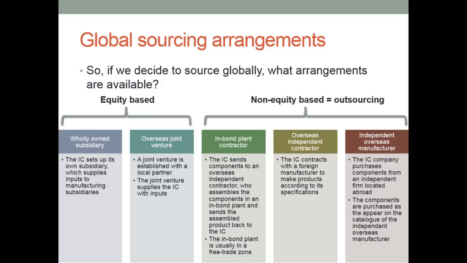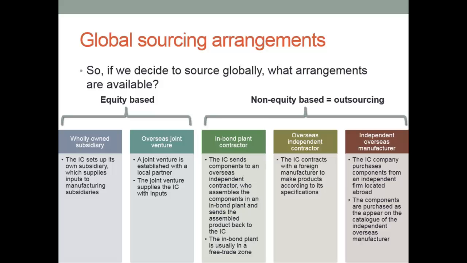The second equity-based arrangement is called overseas joint venture. In this case, the international company would establish a subsidiary in a convenient foreign location, but sharing ownership with another local partner, or international partner for that matter. This would be the case if Starbucks and Mug and Bean were to set up jointly owned coffee farms in the Ivory Coast.